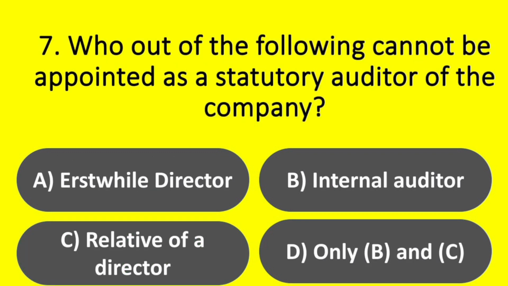Who out of the following cannot be appointed as a statutory auditor of the company? Option A, erstwhile director. Option B, internal auditor. Option C, relative of a director. Option D, only B and C. Answer: Option D, only B and C.